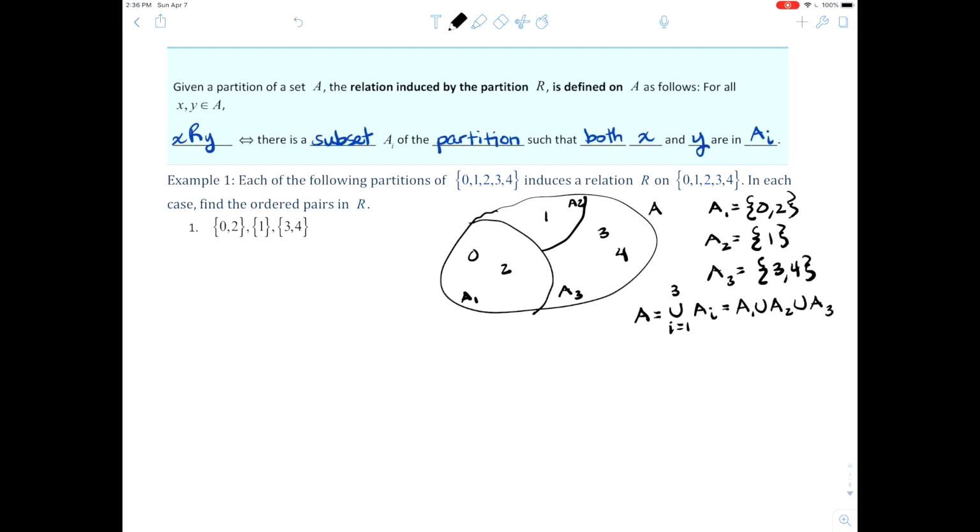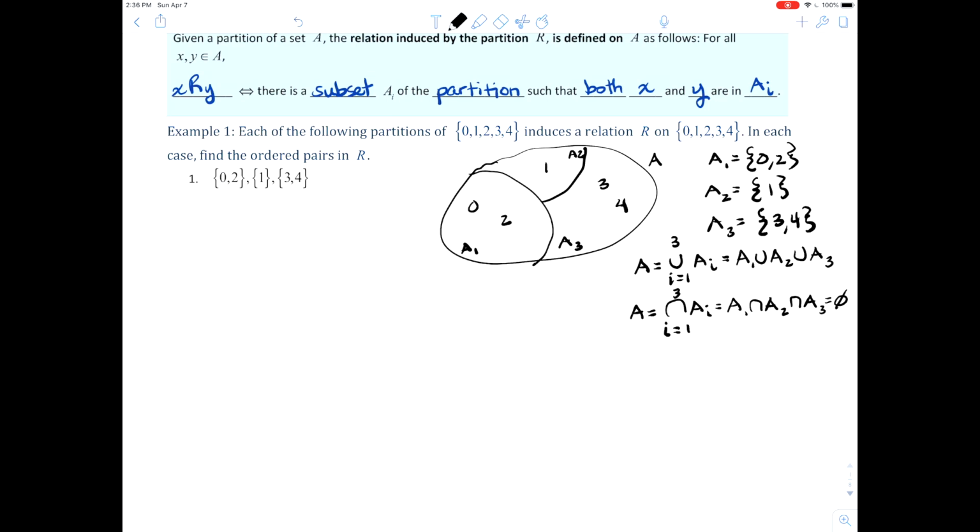So also note that the intersection from i equals 1 to 3 of A_i is equal to A1 intersect A2 intersect A3, which is the empty set. Groovy? All right. So now, just overall, we have defined A as the set of these subsets that we've used to partition A.